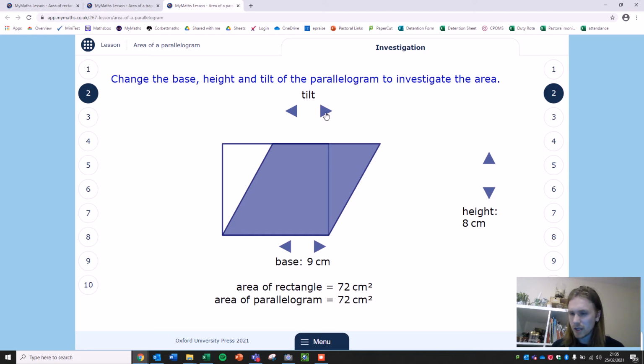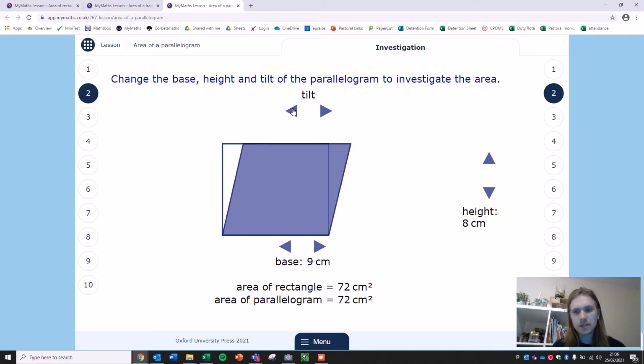What do you think is going to happen? Maybe make a prediction in your mind. Do you think the rectangle is going to get bigger than the parallelogram? Do you think the parallelogram is going to get bigger than the rectangle? What happens when I change the tilt? Change it all the way down there. I can bring it back the whole way through.